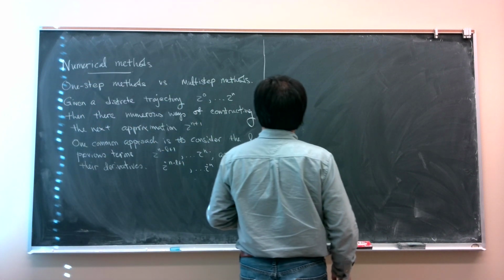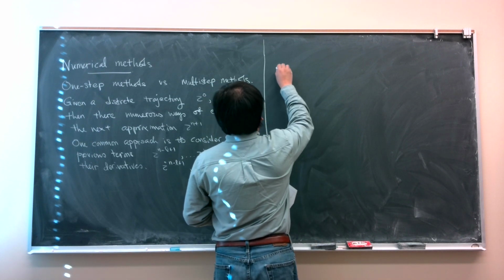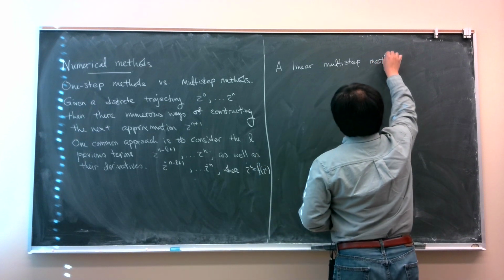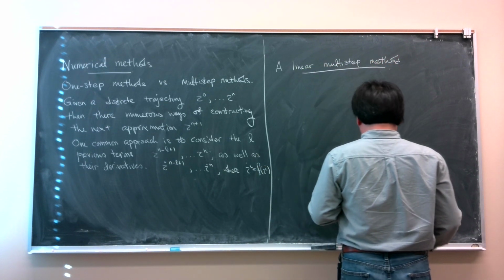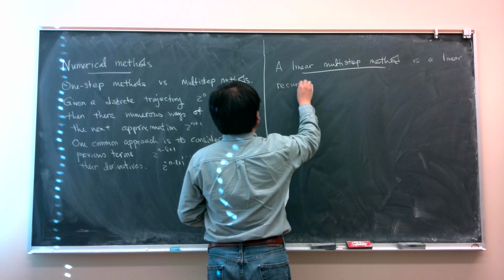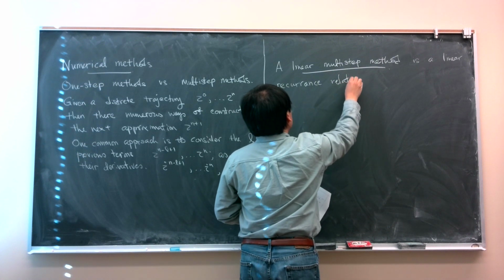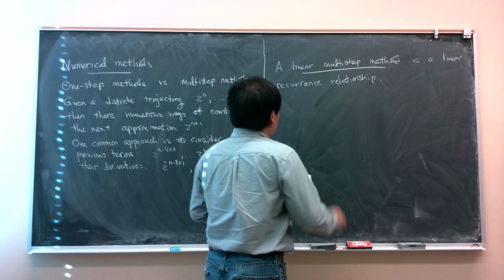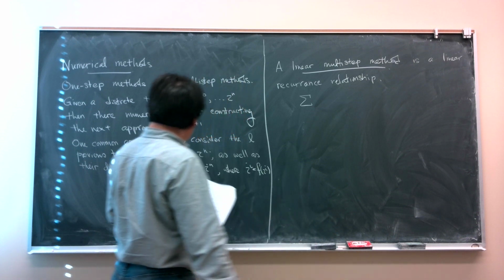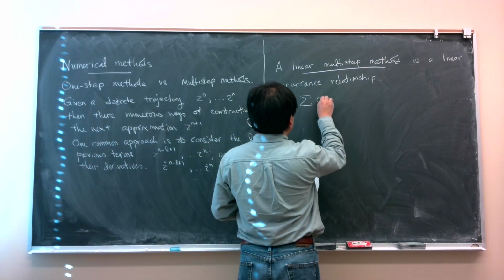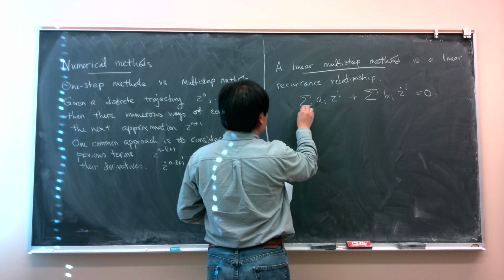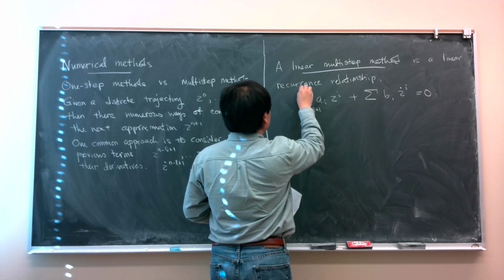All right. So then if you have this, one way of constructing a method is called a linear multi-step method. So this is a linear recurrence relationship. The linear recurrence relationship is just some linear relationship involving linear combinations of both the z's as well as the z dots. So let's just write this in the following way. The sum is from i equals n minus L plus 1 to n plus 1.